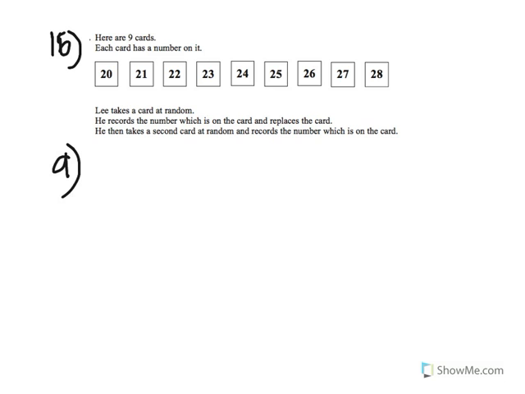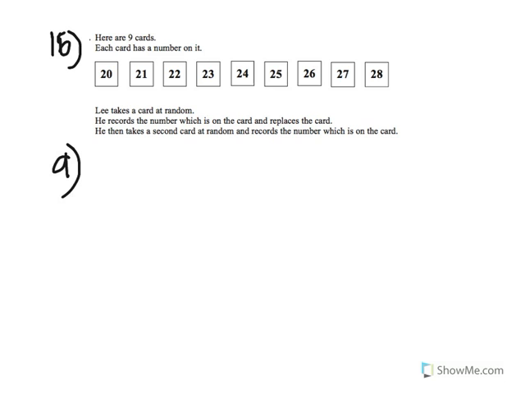Okay, so question 16 says that there are 9 cards, and Lee takes a card at random, records the number on the card, and replaces the card. Basically, replacing the card means that he puts it back into the pile. Then he takes a second card and records the number on the card. So 16a is: calculate the probability that he'll take 2 even numbers.